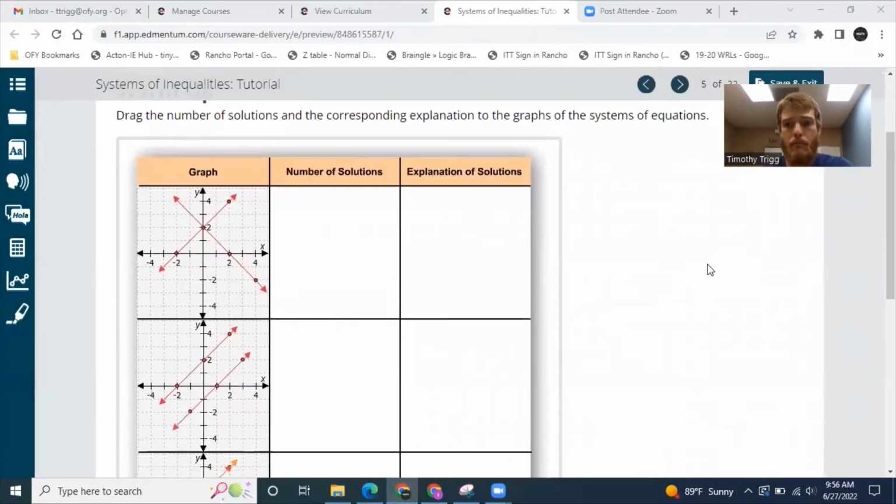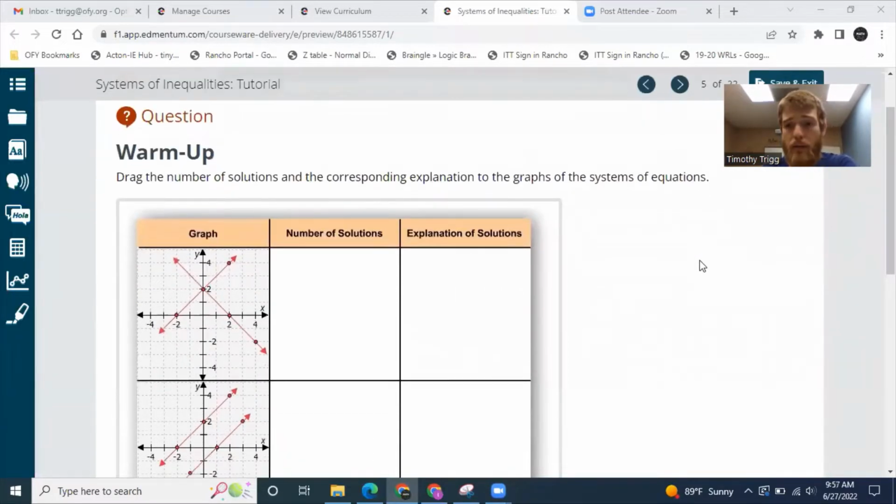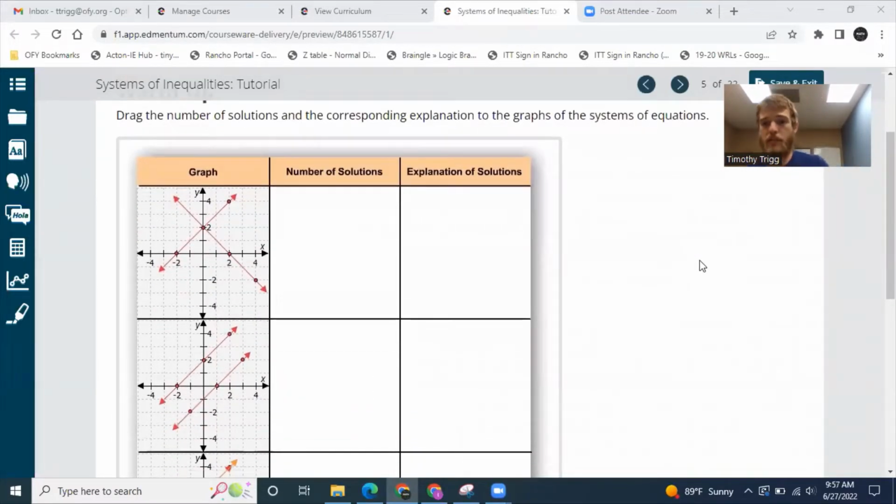Hello, math students. Today we're going to be going over systems of inequalities. If you did well on the other lessons in this unit, then this should be relatively straightforward. It's mostly if you can graph lines and you understand what a solution to a system of equations is, then a system of inequalities should be fairly straightforward. There's going to be some shading in and stuff, but I'm sure you'll get the hang of it.